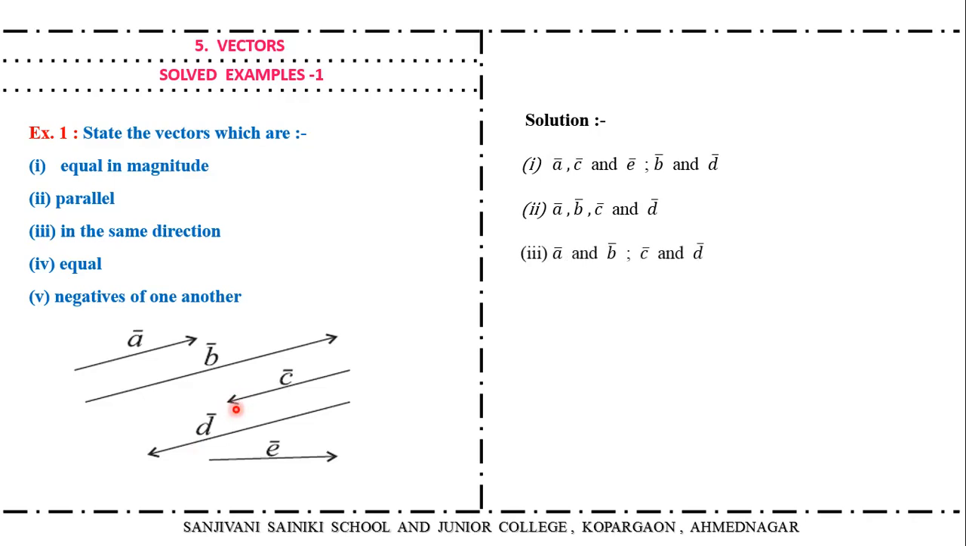Now which are the equal vectors? Equal means the vectors which have the same magnitude and same direction. So here no vectors are equal. Then the fifth one, negative of one another: A bar is negative to C bar and B bar is a negative of D bar because they are in opposite directions.